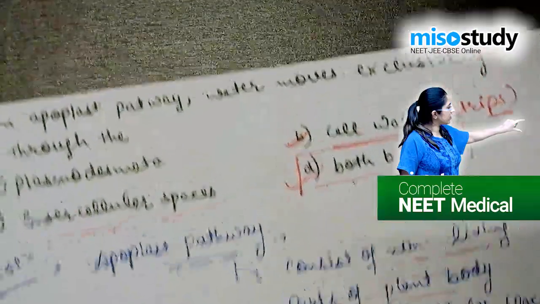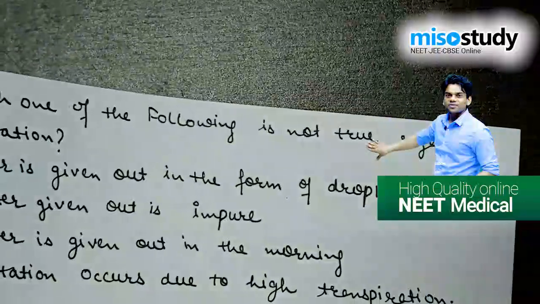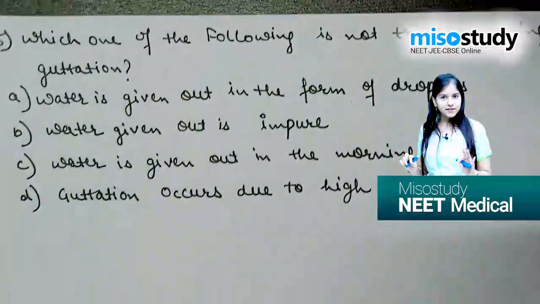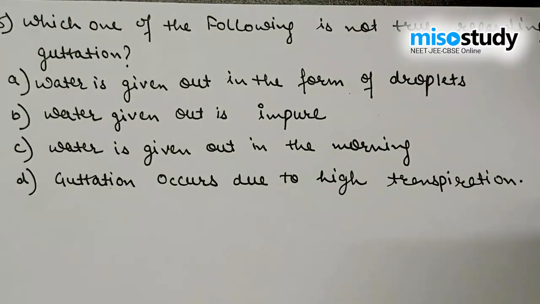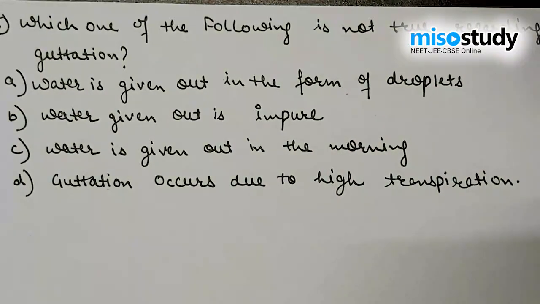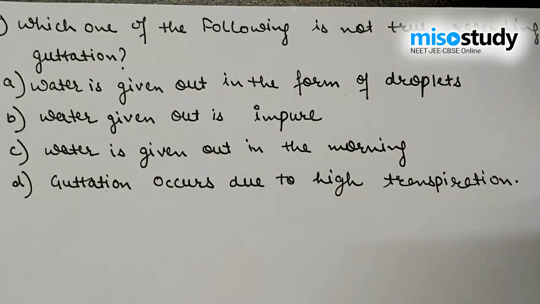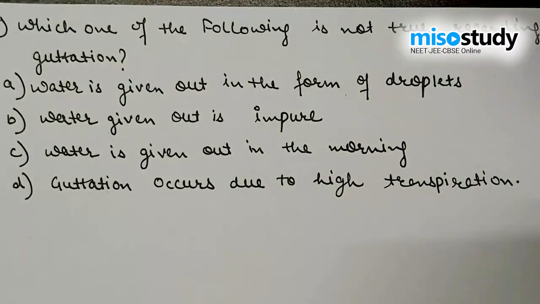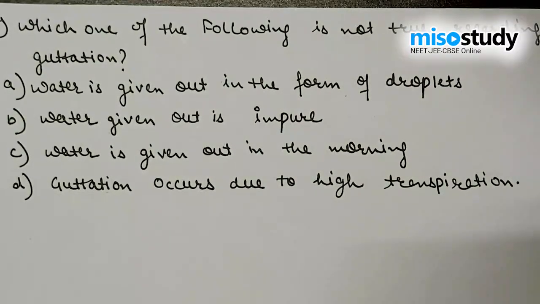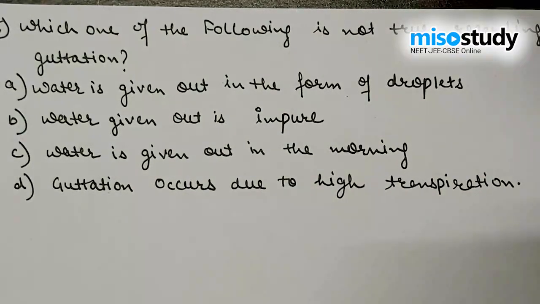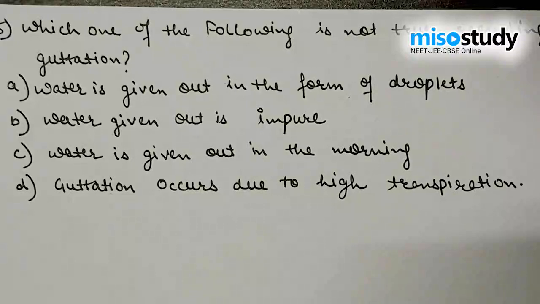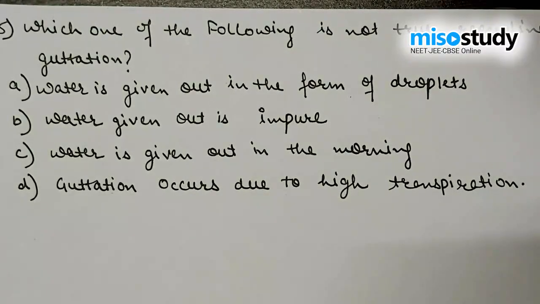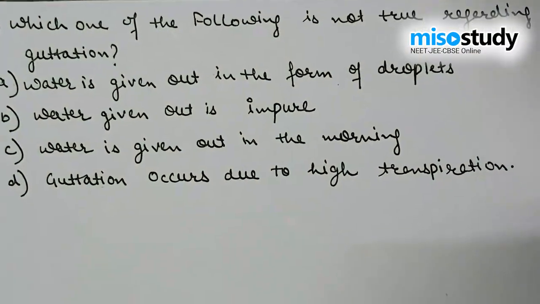Let's discuss the next question from transport in plants. The next one is, which of the following is not true regarding guttation? Option A, water is given out in the form of droplets. Option B, water given out is impure. Option C, water is given out in the morning. And option D, guttation occurs due to high transpiration.